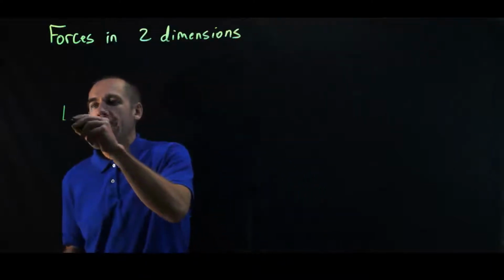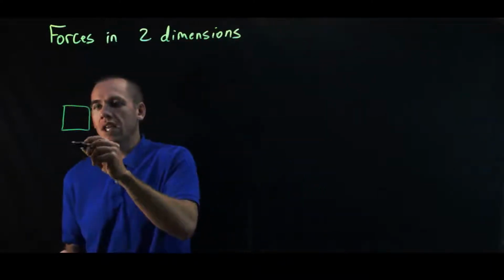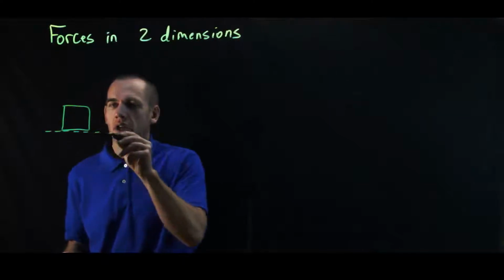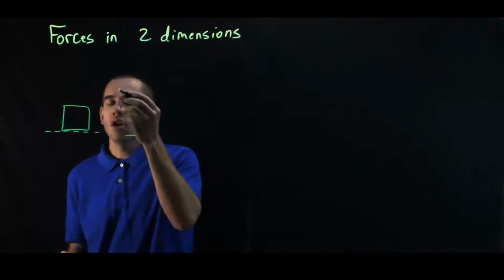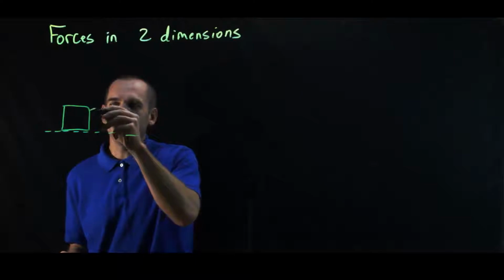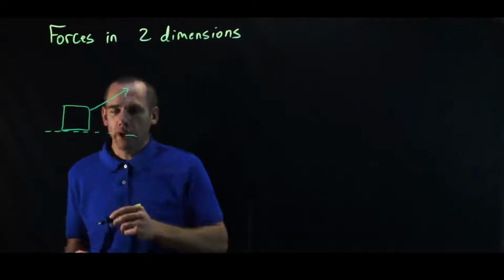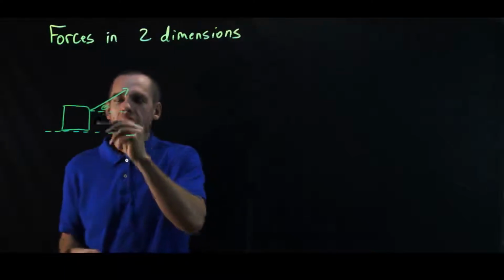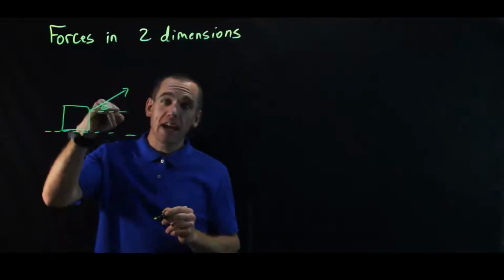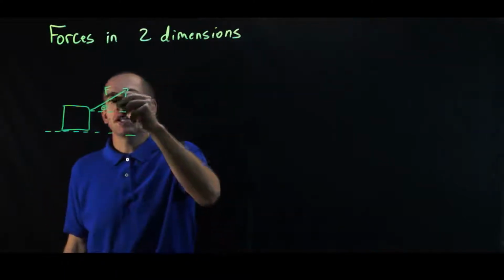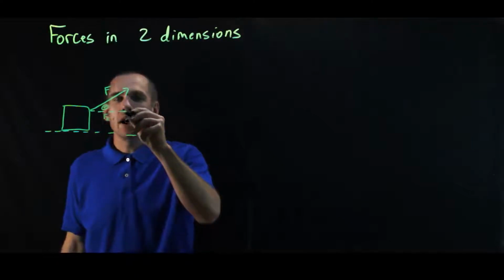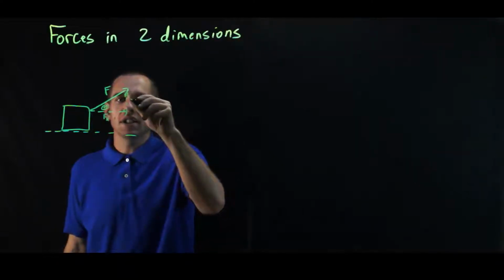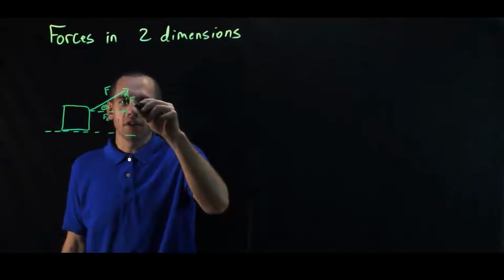So let's say I have an object, and it's resting on the ground, and somebody comes along and pulls on it, but instead of pulling on it horizontally, they pull on it at an angle, and we'll go ahead and say that this is angle theta. That means that this force has components, right? The applied force has a component in the x direction, horizontally, and another force in the y direction, vertically.